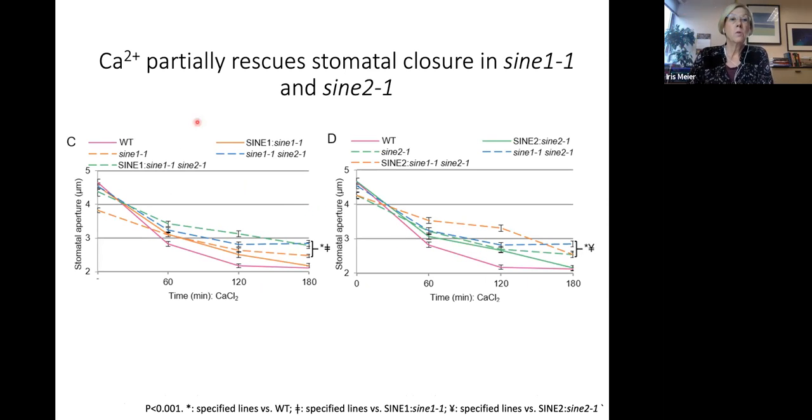Our first experiment was to test the mutant phenotypes if we stimulate GARD cell closure with calcium instead of ABA. And what we see here is that calcium, at least partially, but quite significantly rescues the mutant phenotypes, both for SINE1 and for SINE2. So calcium is known to be downstream of ABA. This places in our mind our mutants, our proteins between ABA and calcium in this pathway.